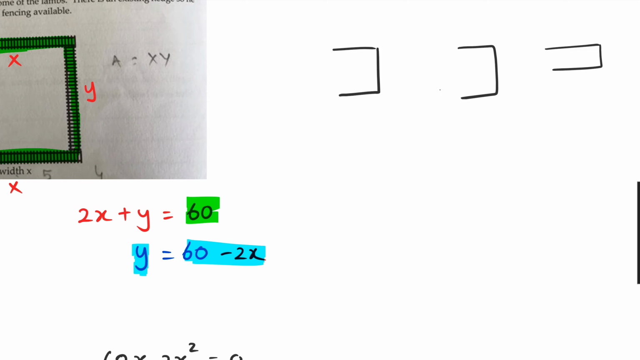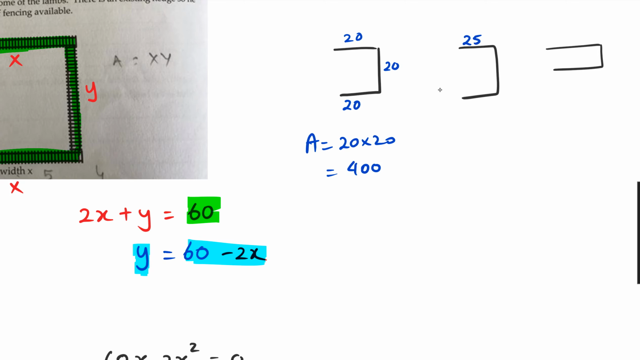Remember, the edges have to add up to 60. So that means you could have 20, 20, and 20. In this case, the area is equal to 20 times 20, which equals 400. The next one you could do is maybe 25, because if the top part is 25, then the bottom part is 25, then your height is going to be 10. So in this case, the area is equal to 25 times 10, which is equal to 250. And you literally just keep going.